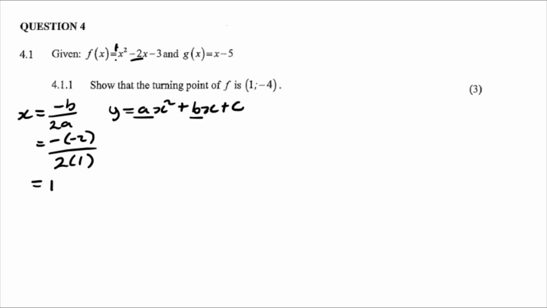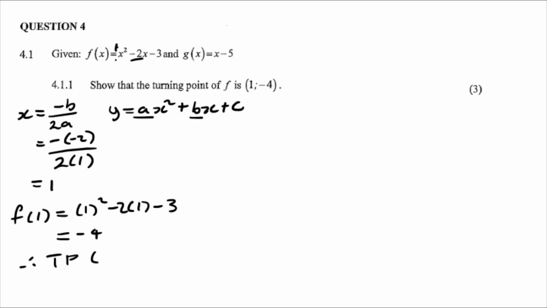Now we have found the first coordinate of the turning point. For the next coordinate we substitute into the function, so we need f of 1, which is equal to 1 squared minus 2 times 1 minus 3, which gives us negative 4. Therefore the turning point of this function is 1 and negative 4. So that's how we find the turning point.